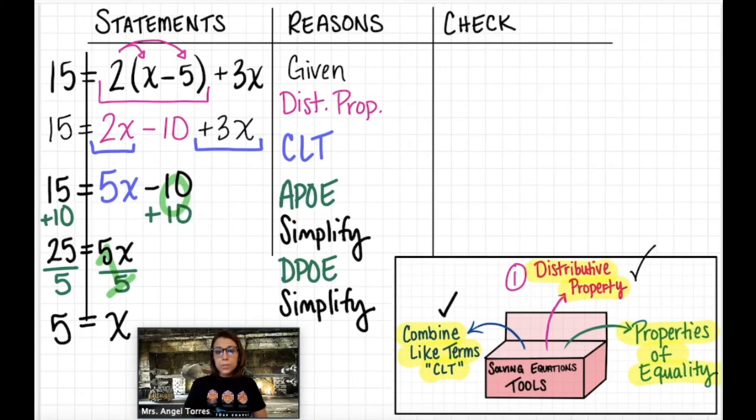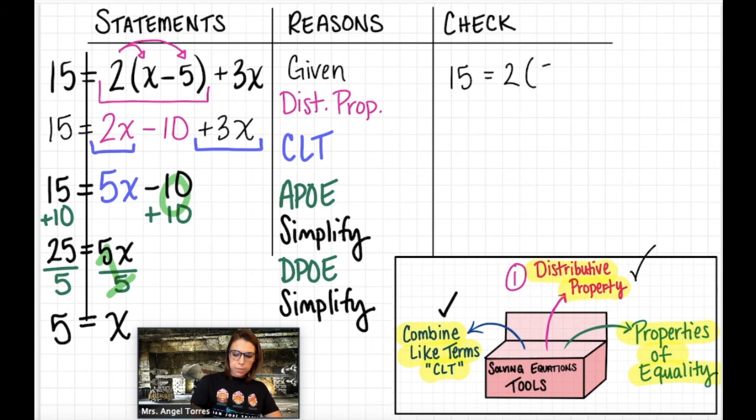Okay, so after we did our distributive property and combined like terms, I chose to use APO to create a zero term, giving me a simplified equation of 25 equals 5x, followed by DEPOT to create a big one factor, and I ended up with 5 equaling x. I'm going to go ahead and check that work now.